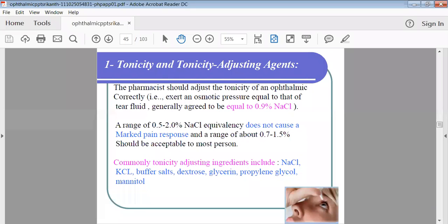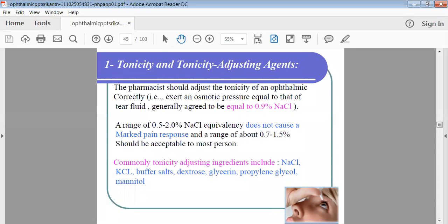Tonicity means your preparation must have adjusted tonicity to your lacrimal secretions. Otherwise, your eye drop or eye preparation may cause irritation, redness, or other serious problems or sensations to your eyes. To avoid such problems, your preparation must be isotonic with the lacrimal fluid, so tonicity can be adjusted using the various methods we have discussed earlier. Most often we use 0.9% sodium chloride to adjust tonicity.